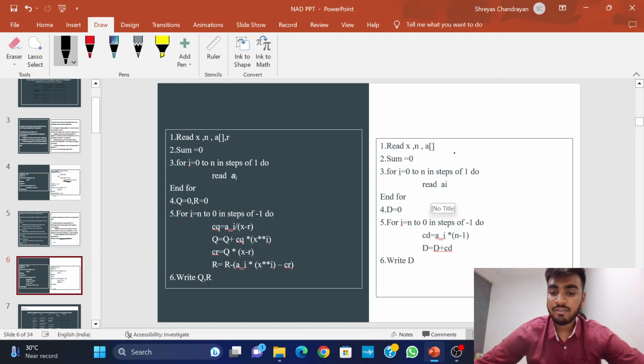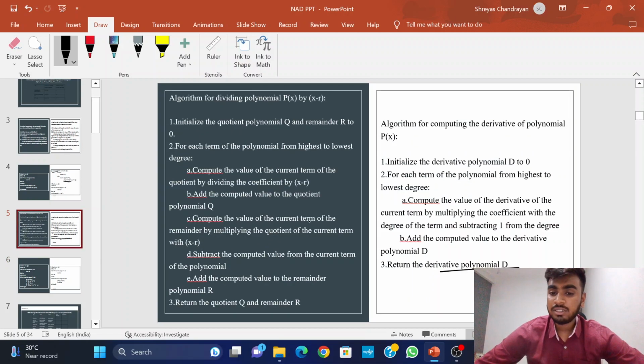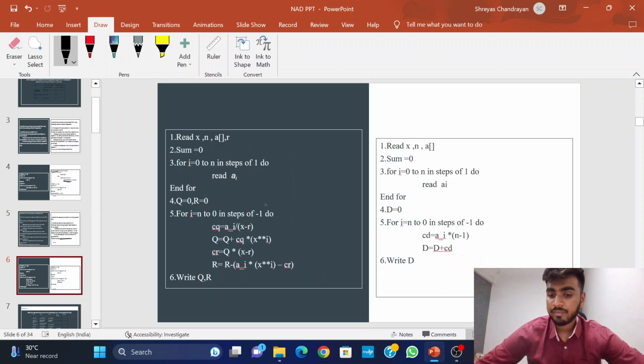Here is a program for the derivative of polynomial P(x). Here, firstly, we have to read x and a. Initialize sum equal to 0. For i equal to 0 to n in steps of 1, read a_i. And set d equal to 0, where d is the derivative polynomial. For i equal to n to 0 in steps of minus 1, cd is equal to a_i times i. Here derivative d is equal to d plus cd. Write the derivative.